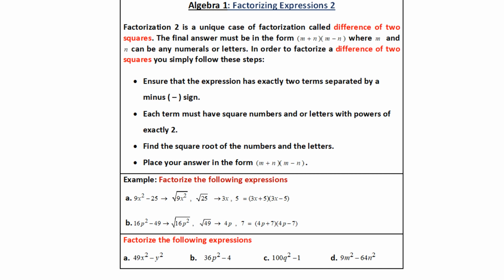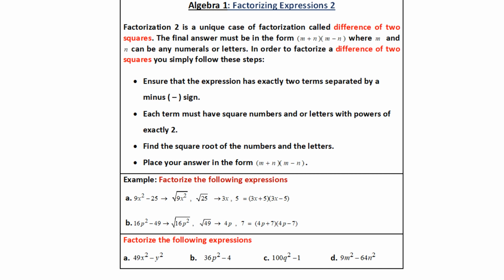So for example, factorize the following expressions. 9x squared subtract 25. Does that expression satisfy the conditions that we stated? Are there two terms? Yes. 9x squared is a term and 25 is a term. Is there a subtraction sign between them? Yes. 9x squared minus 25. Each term must have square numbers. Is that the case? 9 is a square number, x squared is a square number. 25 is a square number.